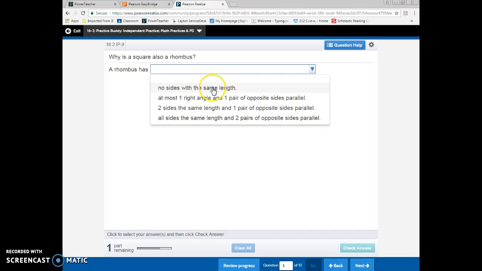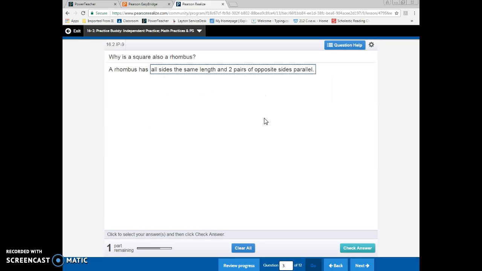No sides with the same length. At most 1 right angle and 1 pair of opposite sides parallel. 2 sides of the same length, or all sides the same length and 2 pairs of opposite sides parallel. Bam-o.